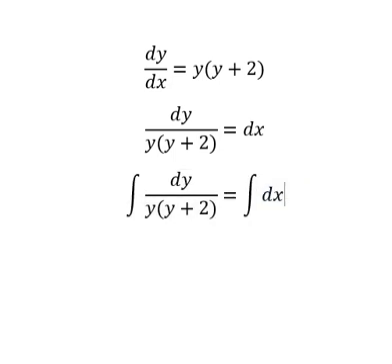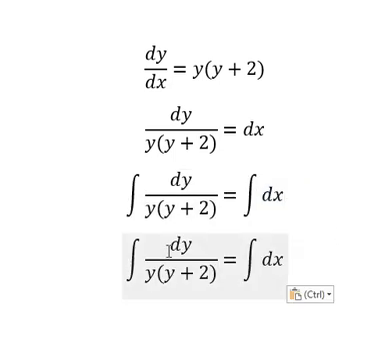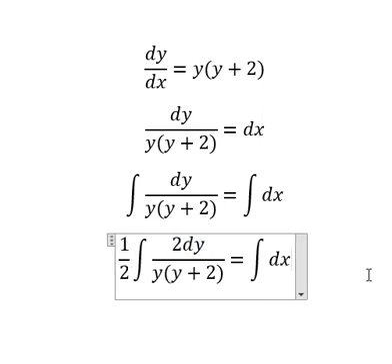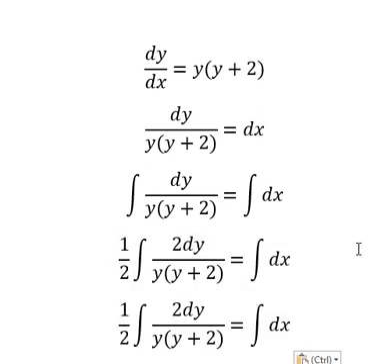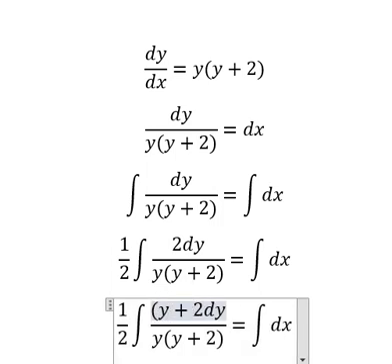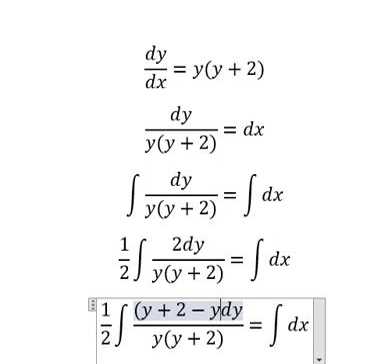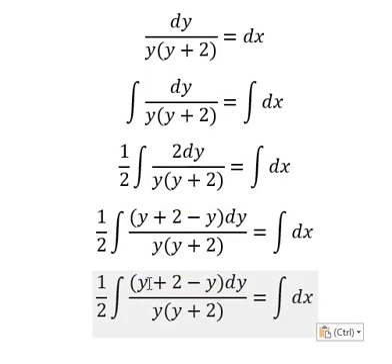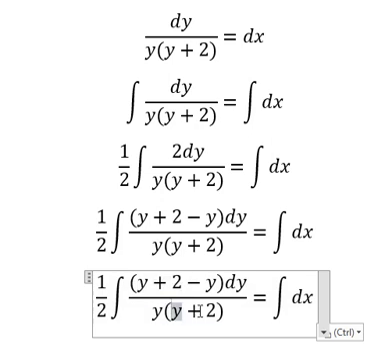So we need to multiply by number 2 on the numerator and the denominator. So we need to add about y in here. Later that we need to minus about y. Next, this one divide by this one.